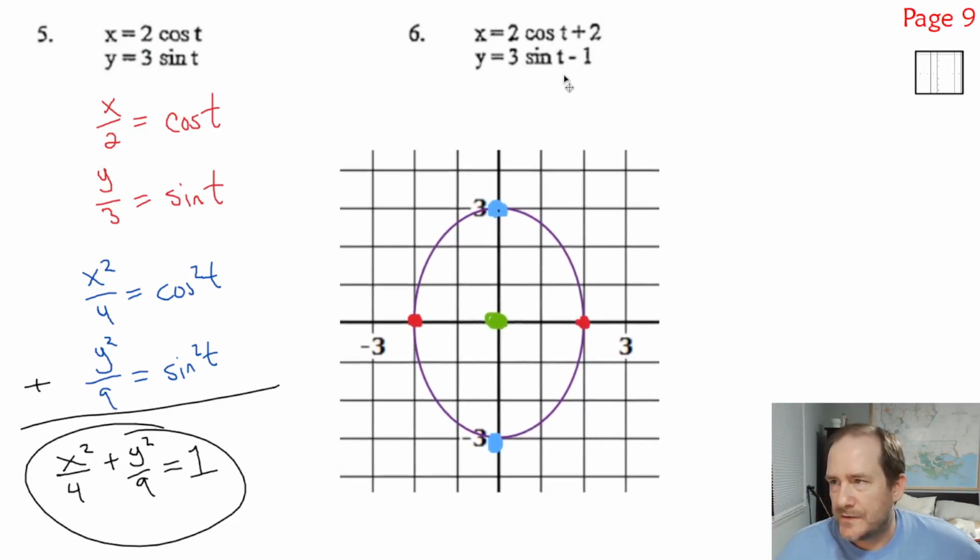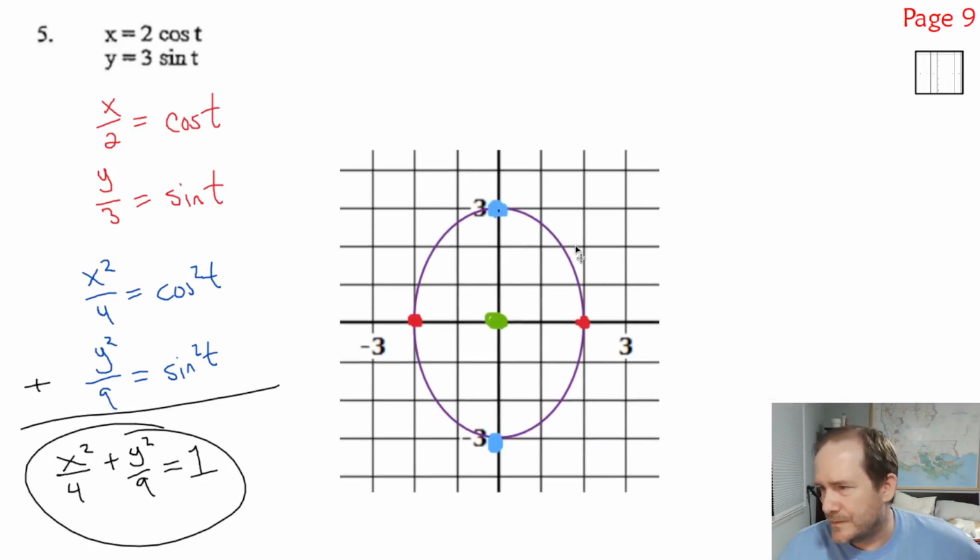What else do I expect from you? I do expect you still to be indicating where t equals 0, and then the direction of growth from there.